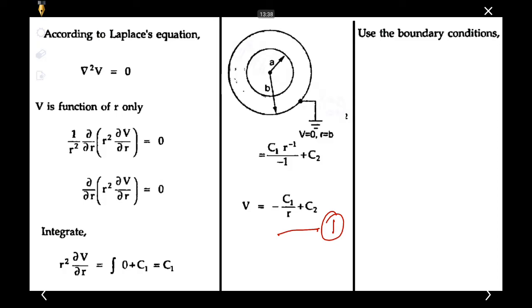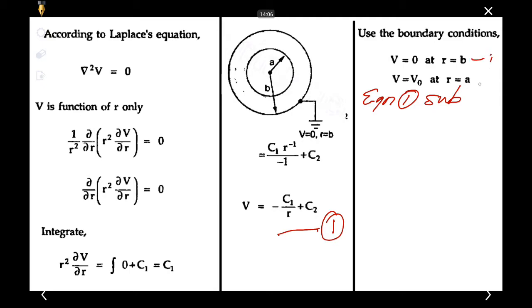So the boundary condition is: at r equal to b, V is equal to 0, and at r equal to a, V is equal to V0, given in our question. And for spherical capacitance, it is understood as this is the boundary condition. Now substitute in equation 1. In equation 1, substitute the boundary condition.